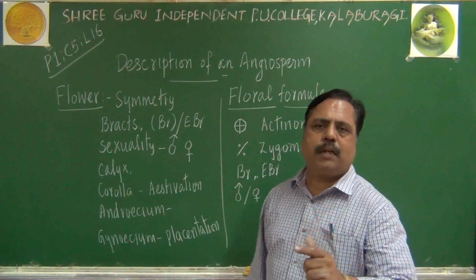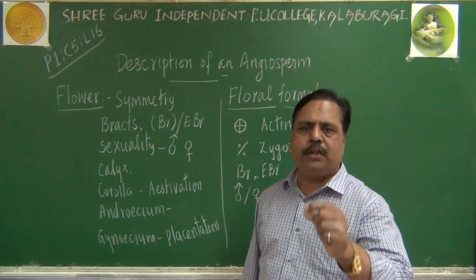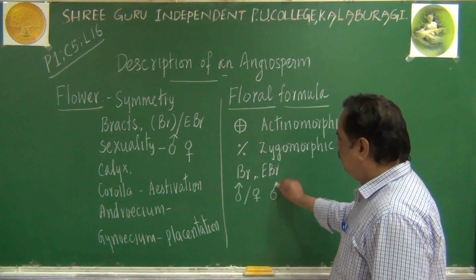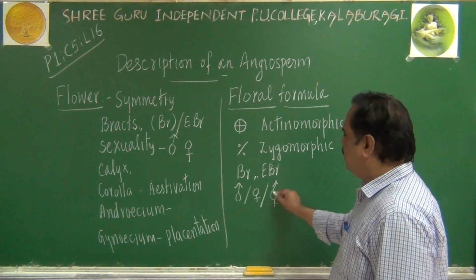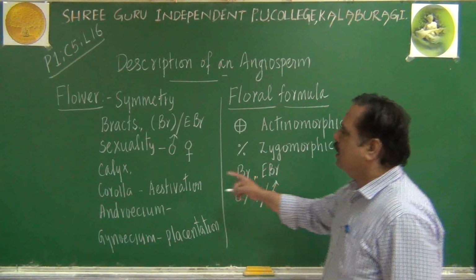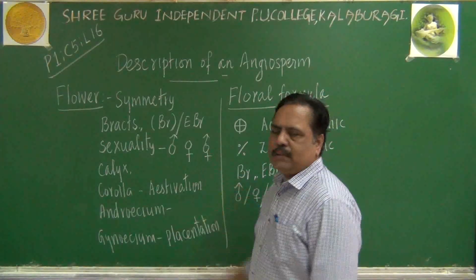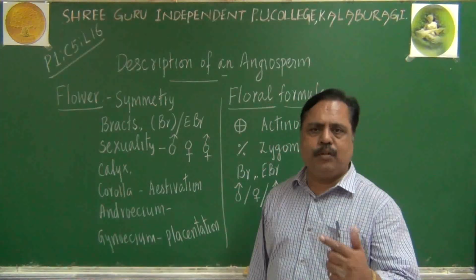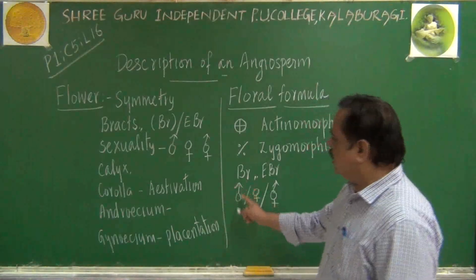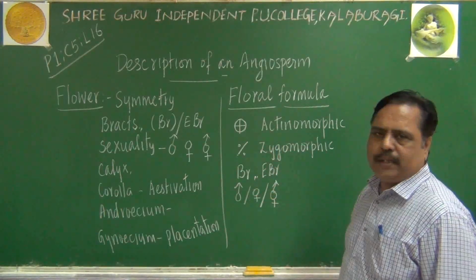You know, in flowers there are bisexual flowers also. Bisexual means both androecium and gynoecium will be present. Such a bisexual flower will be described with this symbol actually. If I write both arrow and plus mark here, it indicates a bisexual flower. So any one of these symbols can be used for describing a flower. So that is regarding sexuality. This is symmetry, this is bract and sexuality.